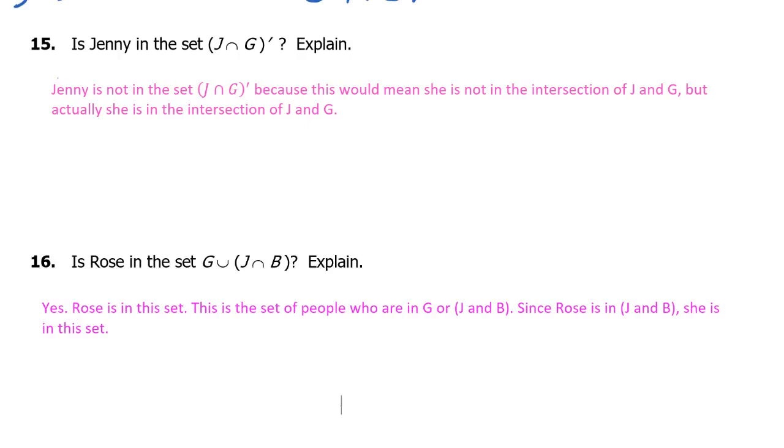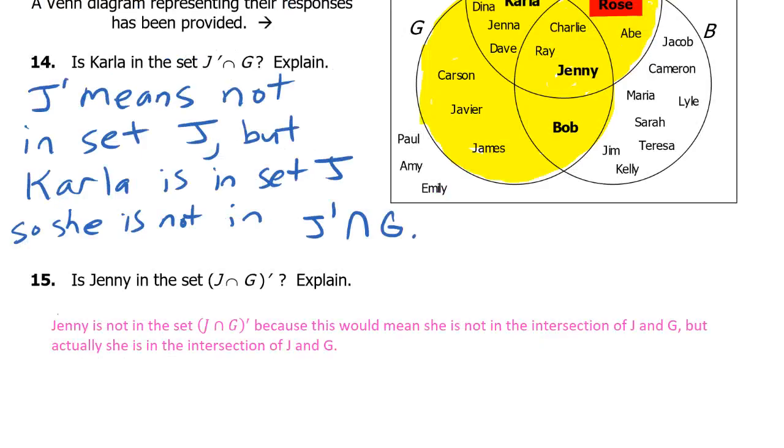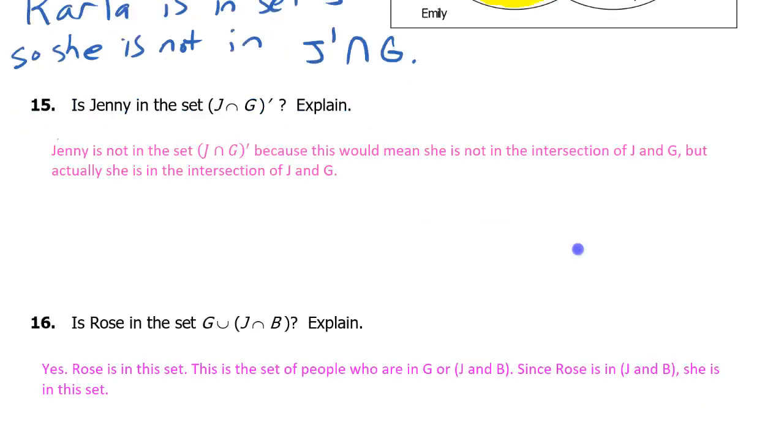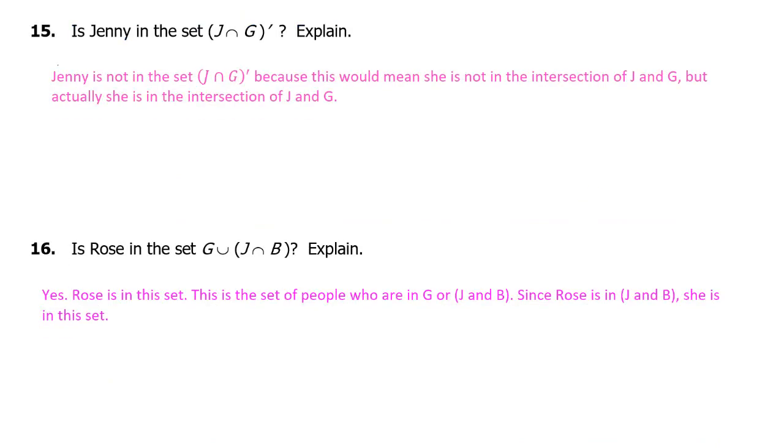So as far as explaining, we can say, yes, Rose is in this set because this is the set of people who are in G or J and B. And since Rose is in J and B, you know, she's in the intersection here, then she is in this set.